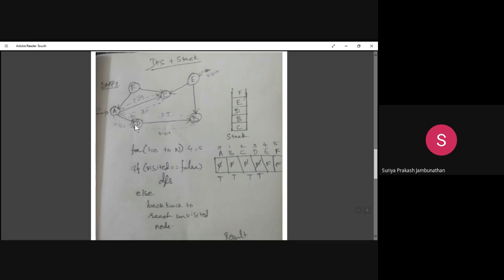Now from D, we already visited B. So from D, what do we have to check? Whether we can go to any other node. Is it possible to go to any other node from D? No, sir. Apart from B, can we go to any other node from D? Nothing, because D has only one out degree, which reaches only B. There is no other out degree from D, so again we are doing the backtracking.